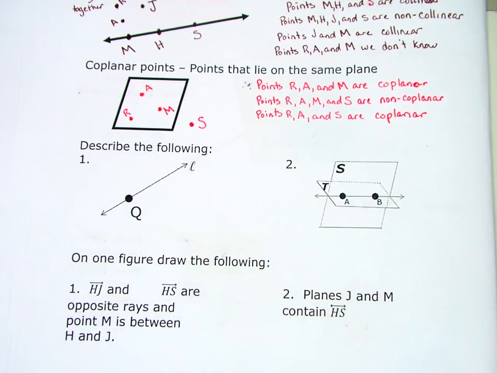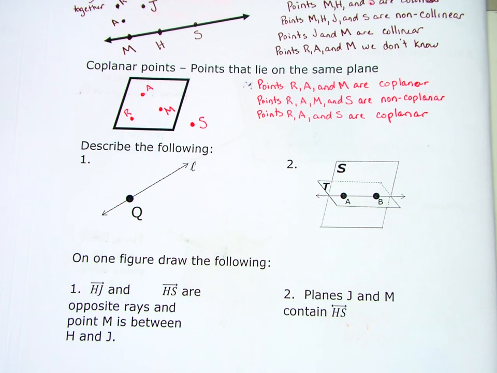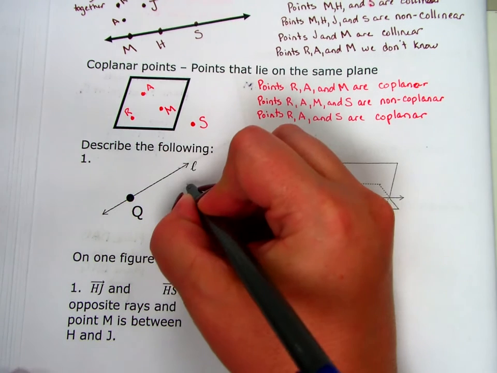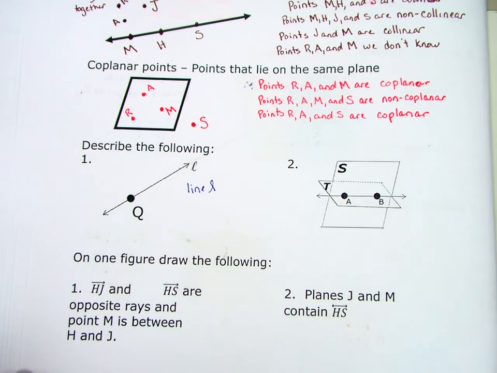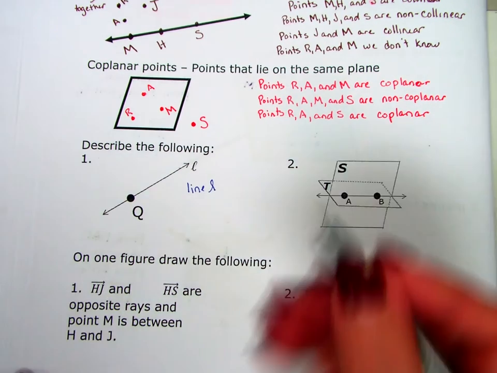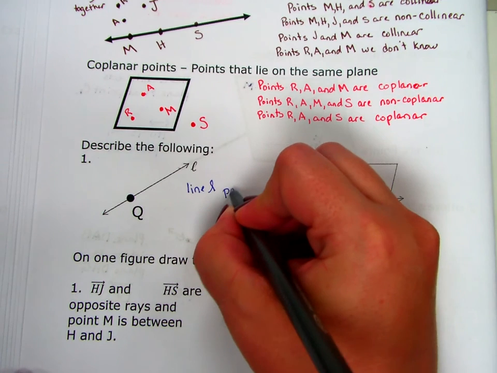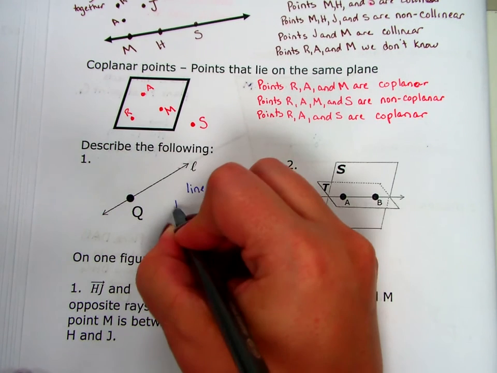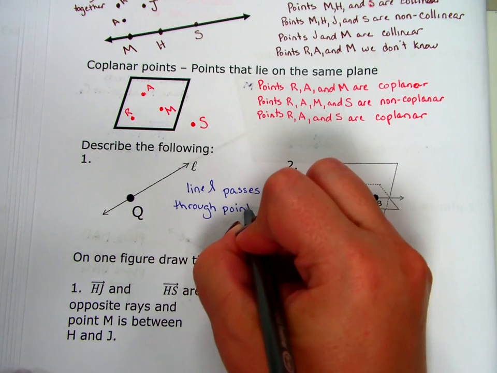Okay? All right, look at number 1. Does anybody want to tell me, raise your hand, how you would describe that picture? Line L passing through point Q. I like that. Notice they did a little cursive lowercase l because the printed lowercase l looks like a 1, so that could be a 1 instead of an L. Line L passes through point Q.